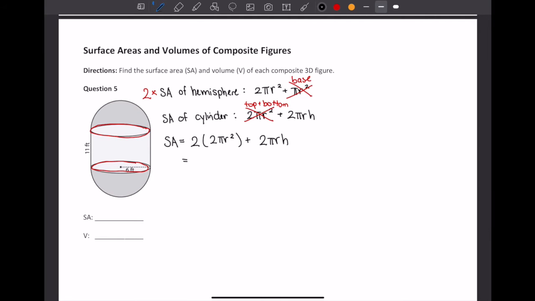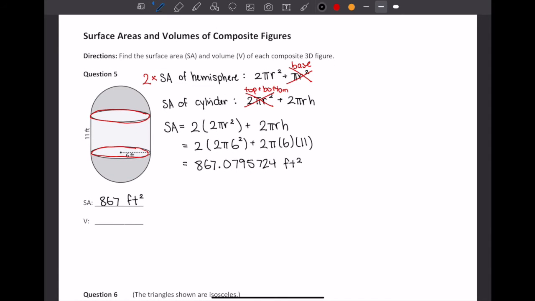So the radius of both the cylinder and the hemispheres is the same, so we can plug in 6 for r in both of these cases. And we're given that the height is 11. So plugging all of that into a calculator, we have that this total surface area of this pill shape is 867 and some feet squared. The answer then, rounded to 3 significant figures, is going to be 867 feet squared.